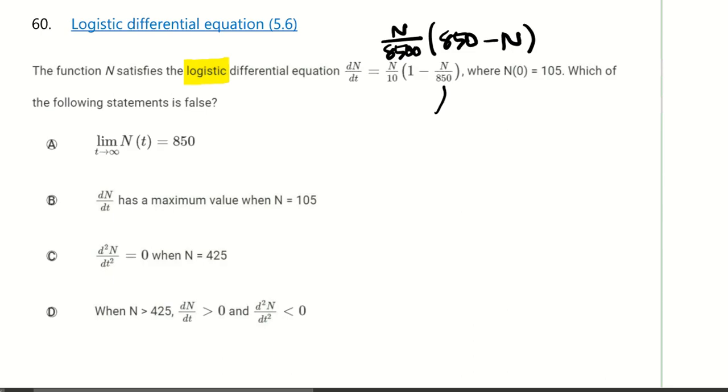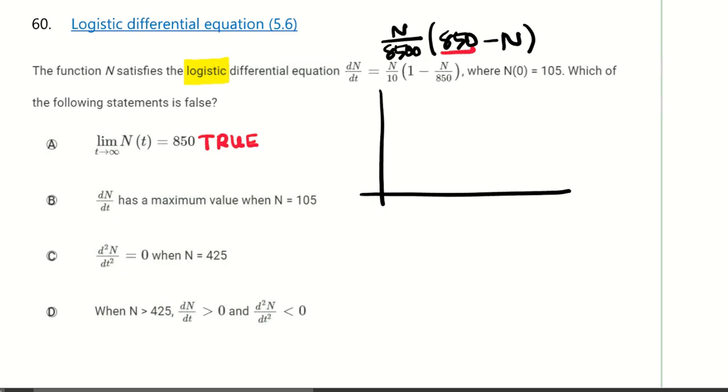If you see it in the denominator right here, that's good for you. If you don't, you need to know, okay, 850, that's my carrying capacity. That's the limit as t approaches infinity of the population. So this one is definitely true because of the form of the differential equation. We also need to know about the shape of the graph.